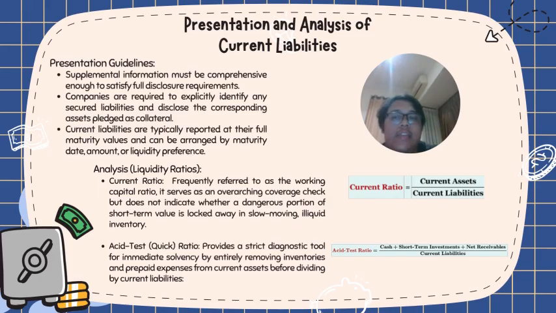Okay, lastly is the presentation and analysis of current liabilities. For the presentation guidelines itself, firstly, supplementary information must be comprehensive enough to satisfy full disclosure requirements. Secondly, companies are required to explicitly identify any secured liabilities and disclose the corresponding assets pledged as collateral. And lastly, current liabilities are typically reported at their full maturity values and can be arranged later by maturity date, amount, or liquidity preference.